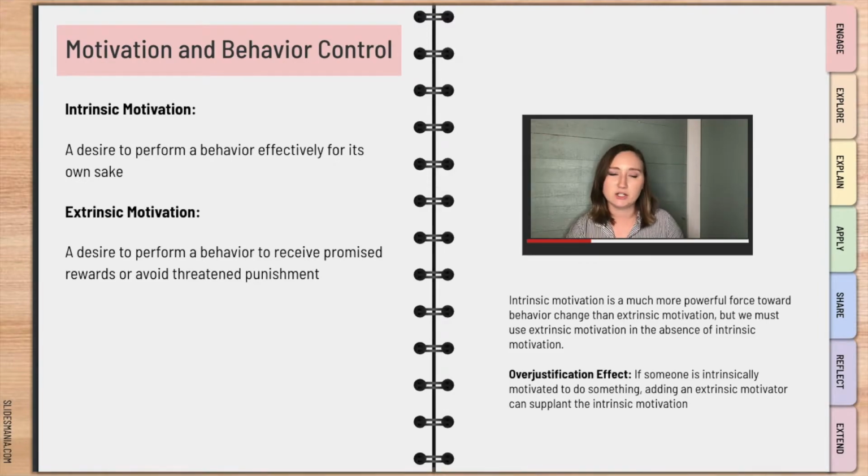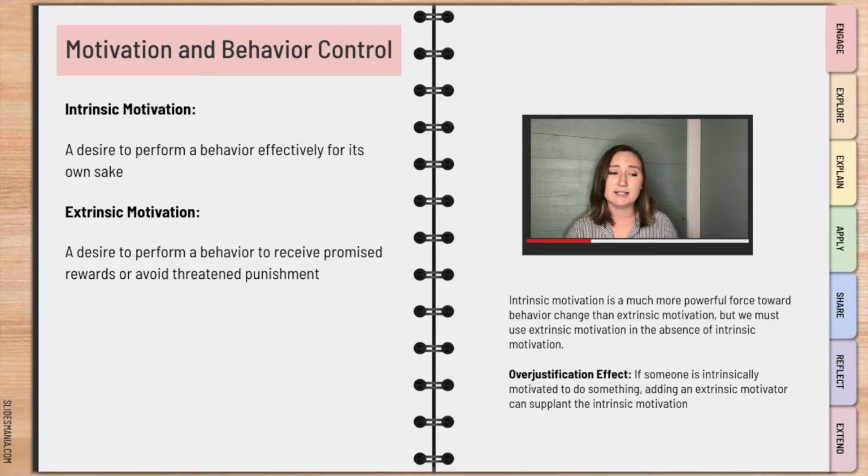Let's talk about motivation. Intrinsic motivation is a desire to perform a behavior effectively for its own sake. So let's say you love playing soccer because you love playing soccer. That's intrinsically motivated. However, if you're playing soccer because you think your parents like you more when you play, then that's an extrinsic motivator. You're not playing soccer because you love the sport. You're playing because you want that reward. So extrinsic motivation is that desire to perform a behavior to receive a reward or to avoid a punishment.